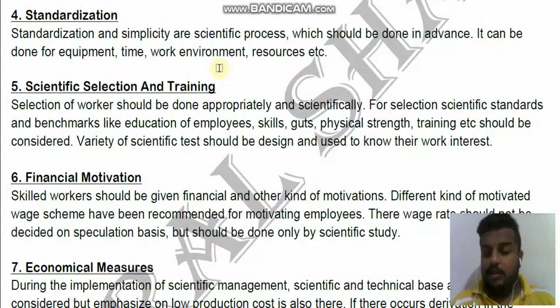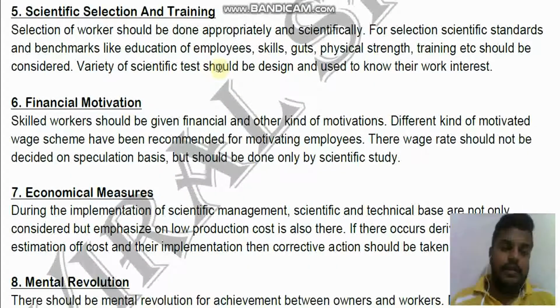A standard should be set, a benchmark should be set, so that quality of products is not degraded. Next is scientific selection and training. The selection of workers should be done appropriately and scientifically, not randomly selecting any worker for any kind of work. For selection, scientific standards and benchmarks like education of employees, skills, physical strength if needed, training etc. should be considered, and various scientific tests should be designed and used to know their work interest.